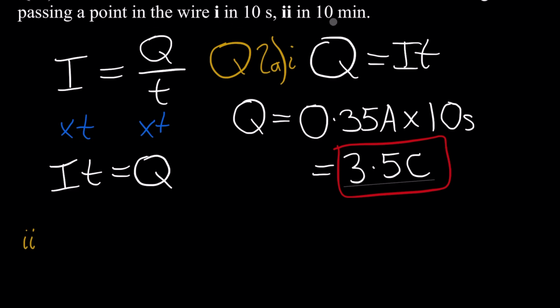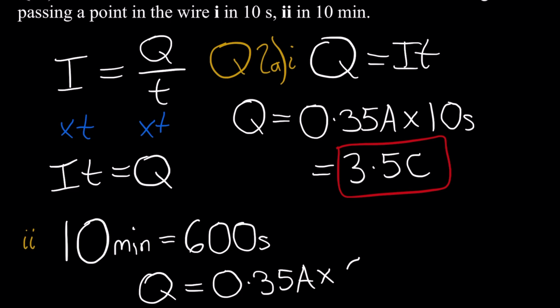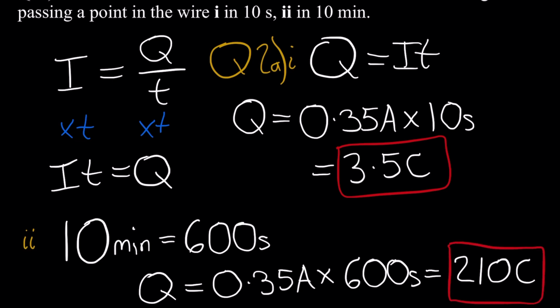So the first thing we need to do is convert 10 minutes to seconds, because seconds is the unit for time in all these equations, and 10 minutes is equal to 600 seconds. So substituting 600 seconds and 0.35 amps in this equation here gives us Q equals 0.35 amps times 600 seconds, and the answer to that is 210 coulombs, and that's the final answer.